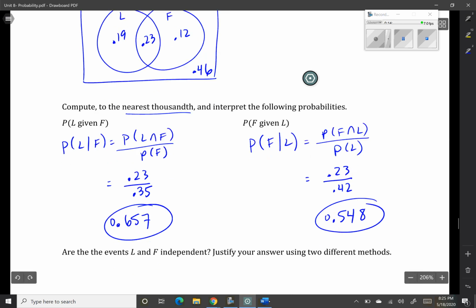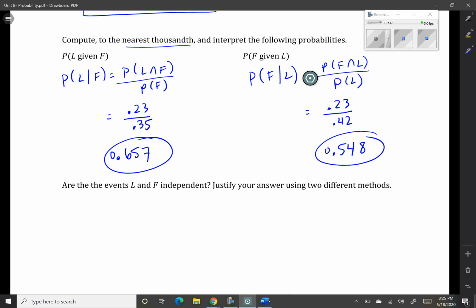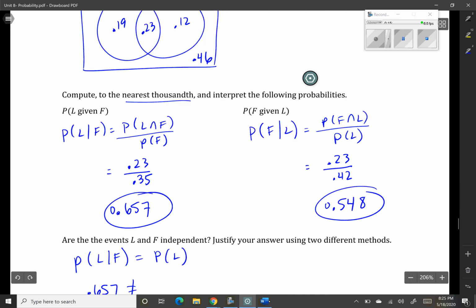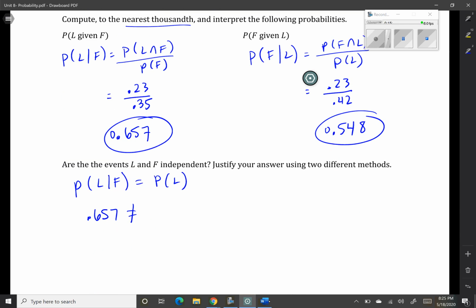Are the events independent of each other? We've already found two different given probabilities, so let's just pick one to use. Say, is the probability of L given F the same as the probability of just L happening? Meaning by introducing the outside factor of F being a full-time payer, we don't have a change in probability. So we already know this probability is 0.657. The probability of being a long-term card holder was 0.42. Those are definitely not the same. Therefore, these are not independent.